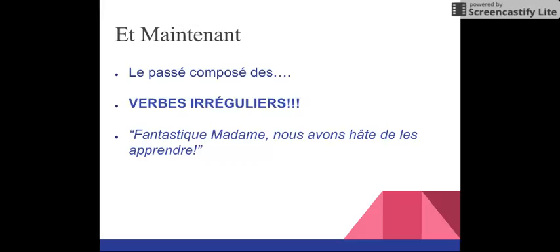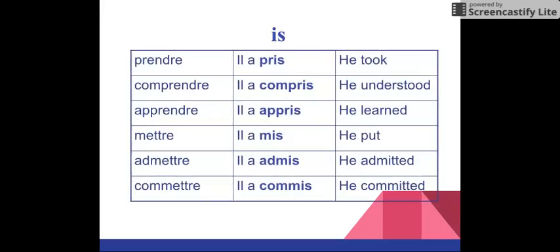So here we've combined the verbs on your list in groups that are somewhat similar. So the first group, the verbs whose past participle will end in IS. You will still use avoir, but you need to change the past participle, and they look like this. You might want to pause the video here to fill it in. The verb prendre becomes pris. Now you still have avoir, so it's il a pris. He took. Comprendre, il a compris.